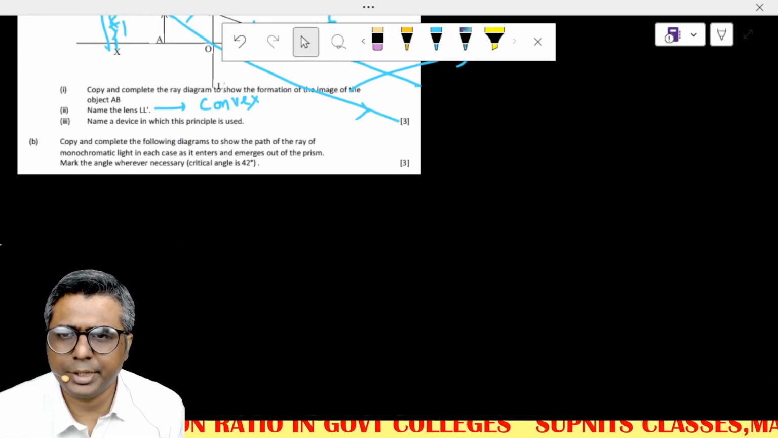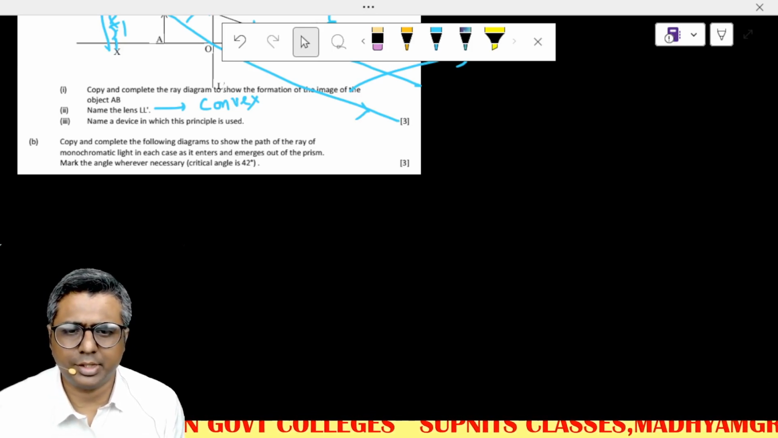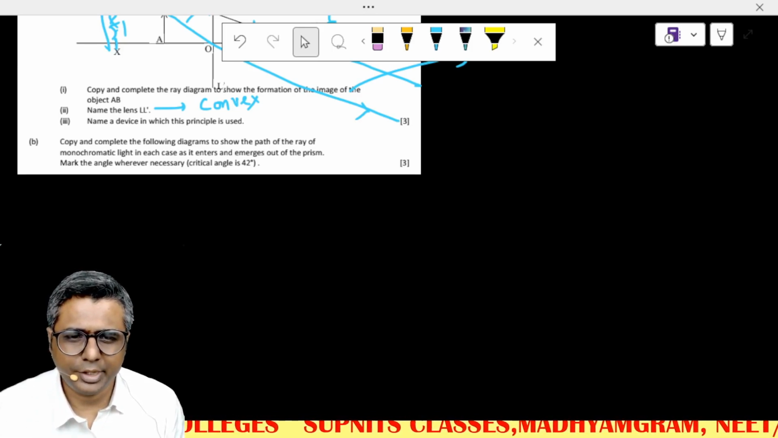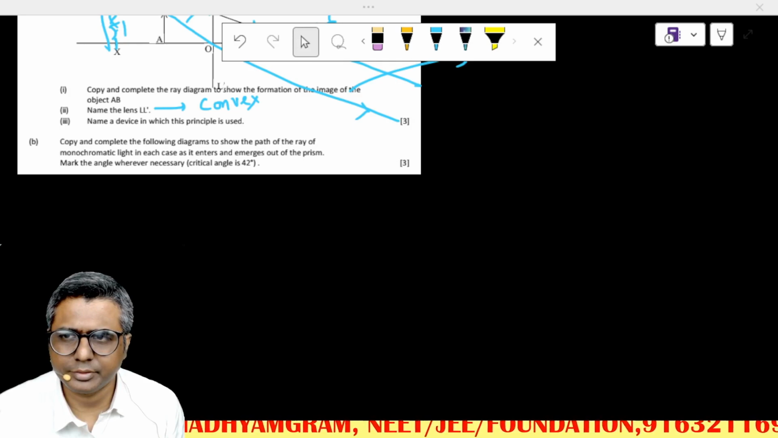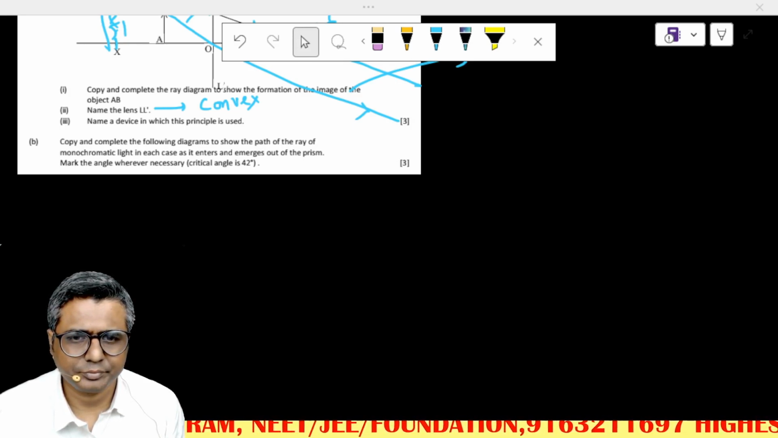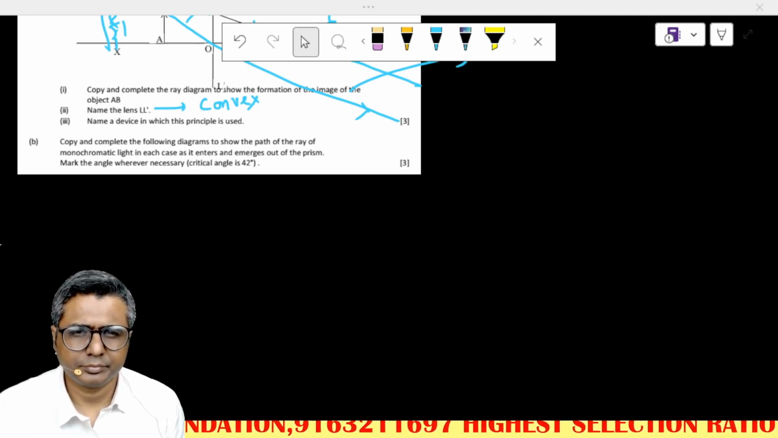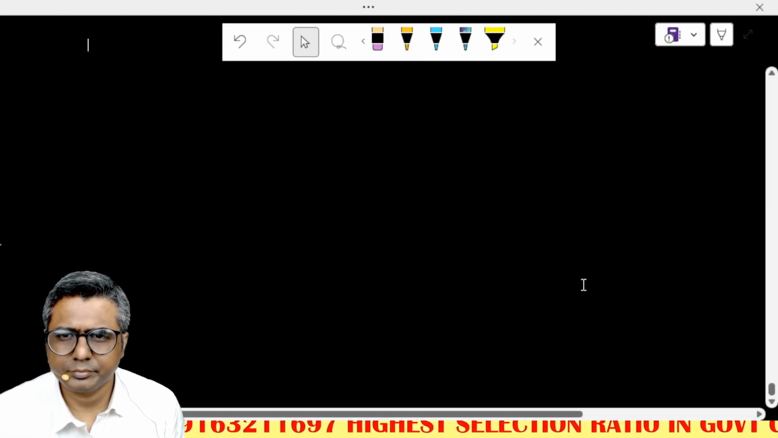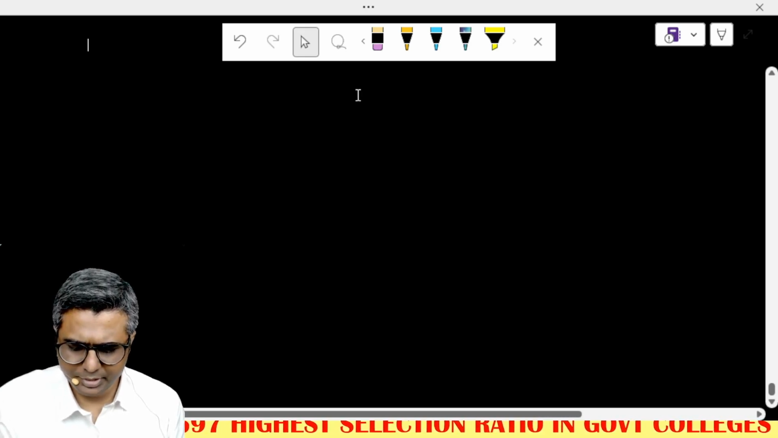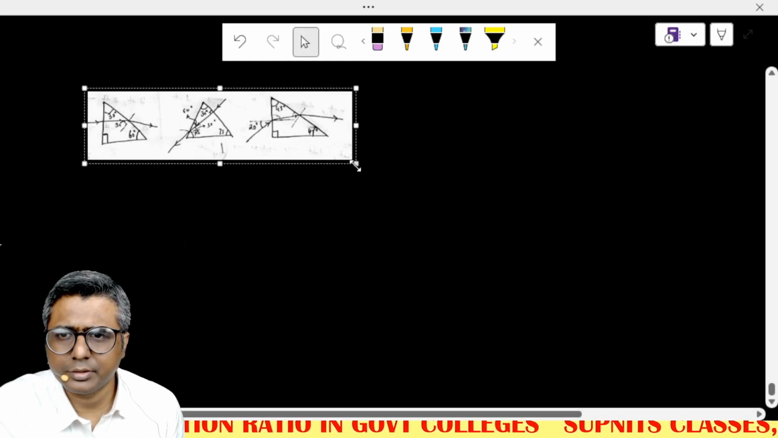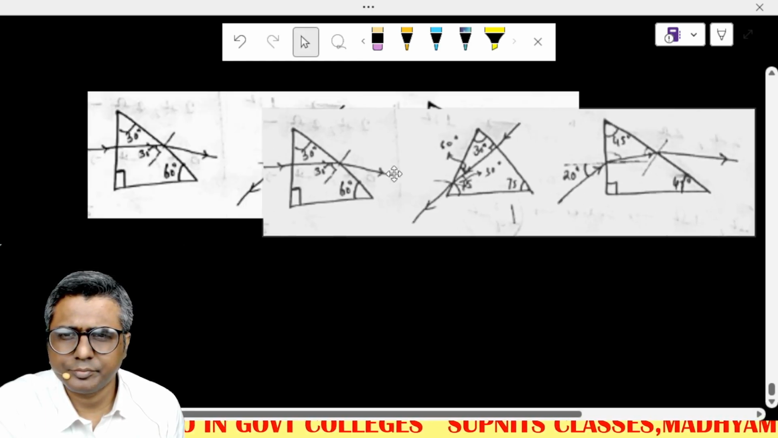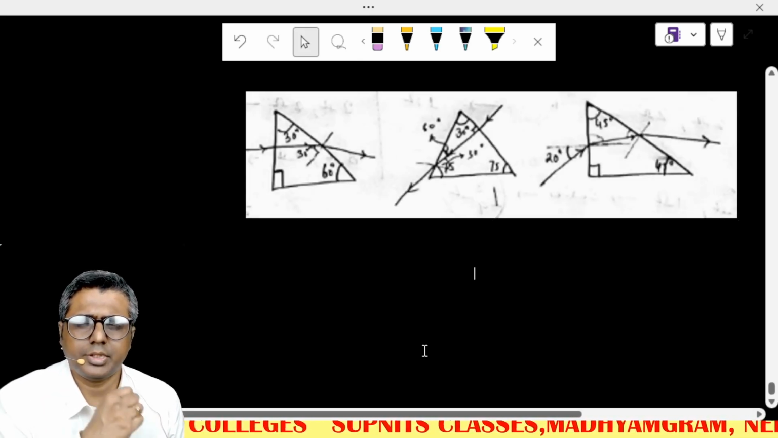Next is copy and complete the diagrams which emerge. I have already done this by hand, so I'll give you the total diagrams which I have drawn, so that you can understand how it is done. There are 3 ray diagrams given. I hope everything is visible. So these are the 3 ray diagrams.